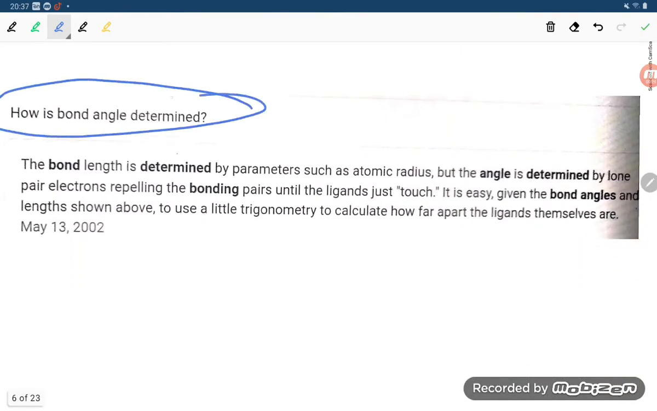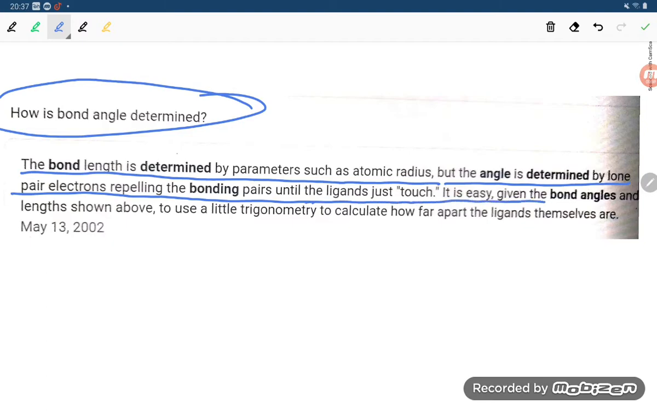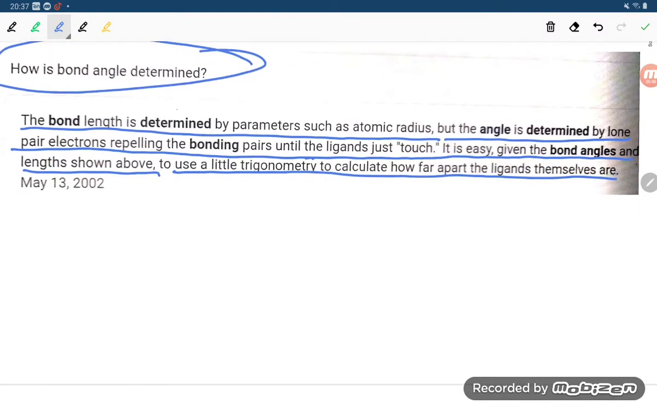How is the bond angle determined? The bond length is determined by parameters such as atomic radius, but the angle is determined by lone pair electrons repelling the bonding pairs until the ligands just touch. Given the bond angles and the length shown above, we can use a little trigonometry to calculate how far apart the ligands themselves are. So bond angle is also determined by repulsion.